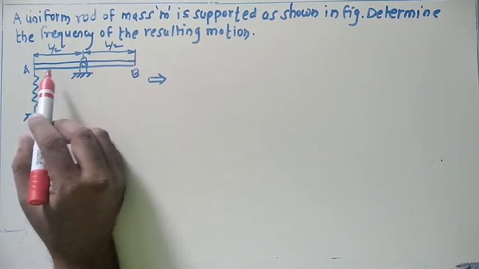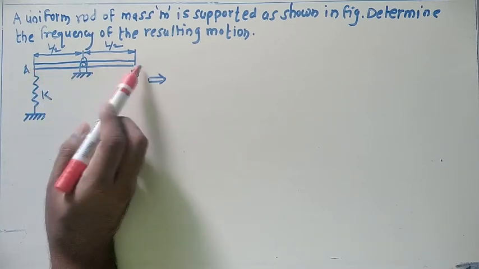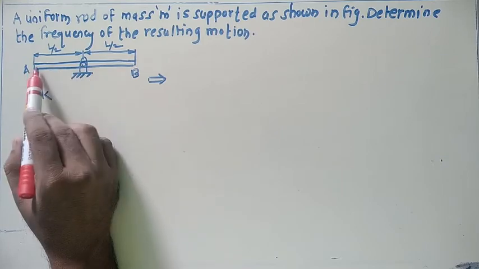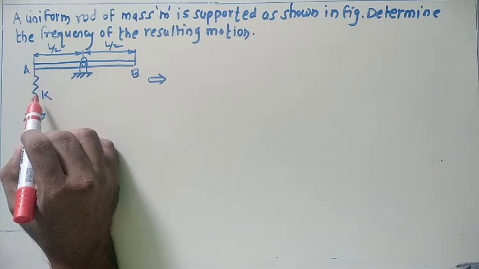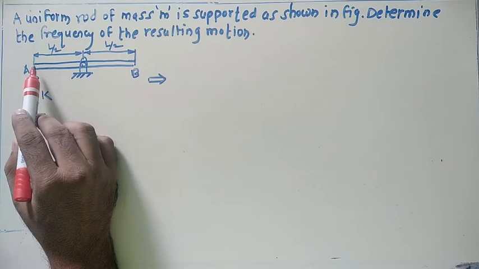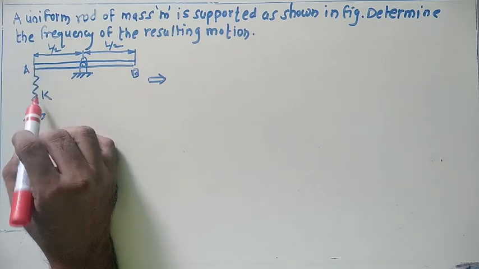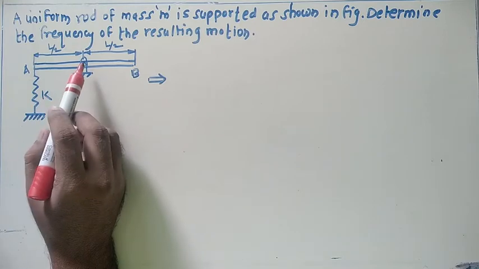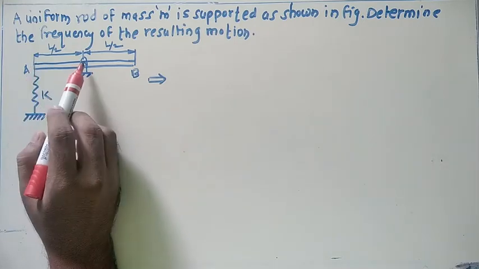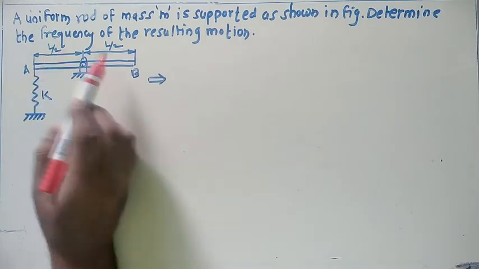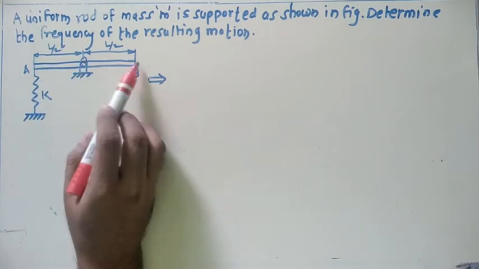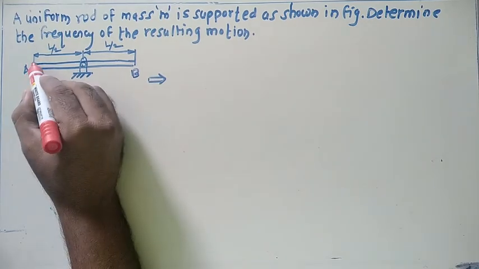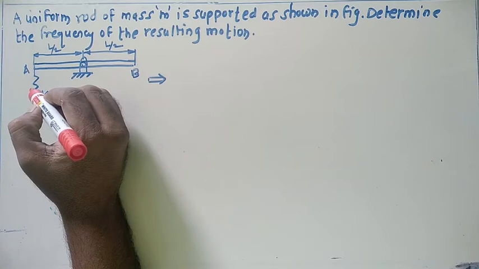Here is a cylindrical rod. The rod is pivoted at this point, and towards one end of it a spring is connected, and the spring is fixed at the other end, with stiffness K. The dimensions of the rod are given: from the center, L by 2 length on one side, and L by 2 length on the other. If I pull this rod in downward direction, what will happen?